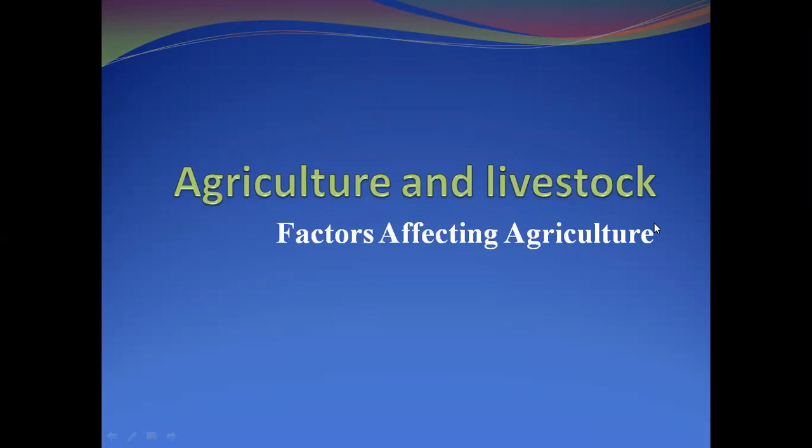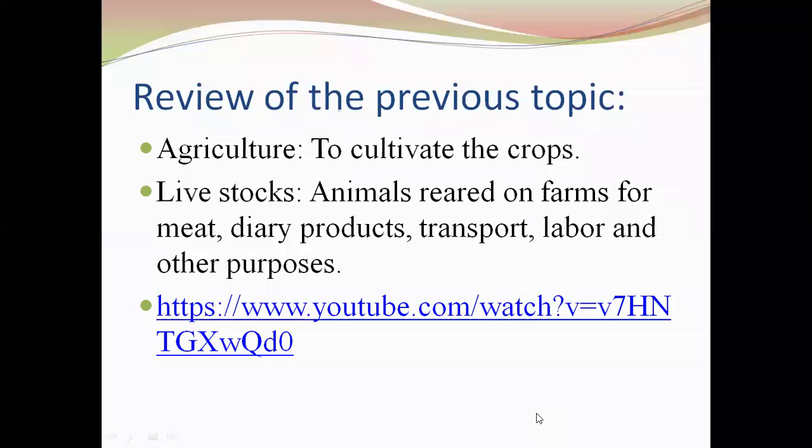Students, as you know, we have started our chapter, agriculture and livestock. In the previous session we learned what agriculture is and what livestock is. Then we also learned about the importance of agriculture. And in today's session we are going to learn about factors affecting agriculture. So let's have a look at the previous session.